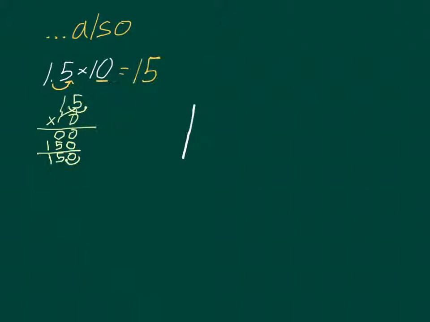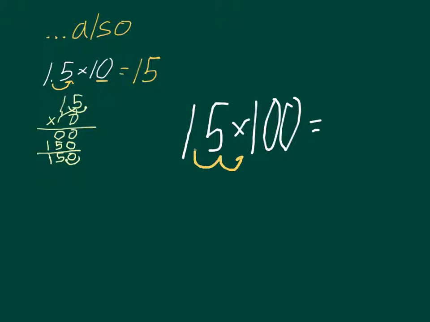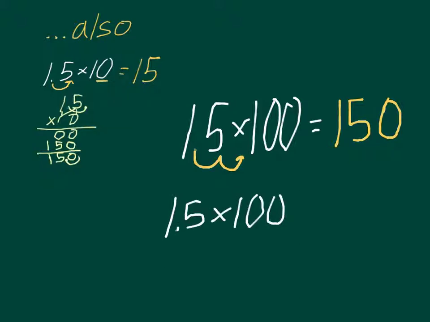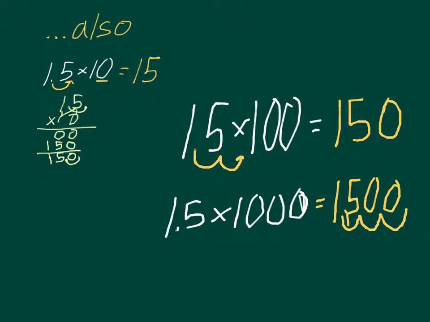And the same thing works for other powers of 10. Like if I did 1.5 times 100, well, I want to move this decimal 2 places to the right, which means I'm not going to have 15. 2 places means I have 150. And if I did 1.5 times 1,000, I have to move the decimal 3 places. 1, 2, 3, which means I have 1,500.